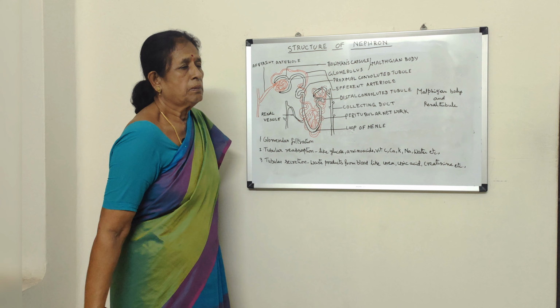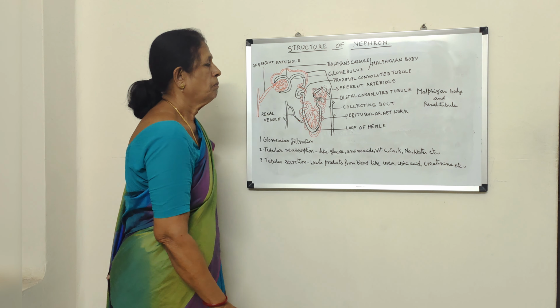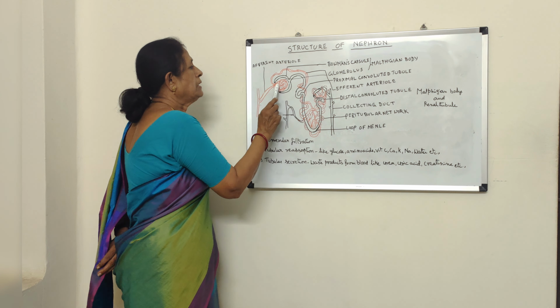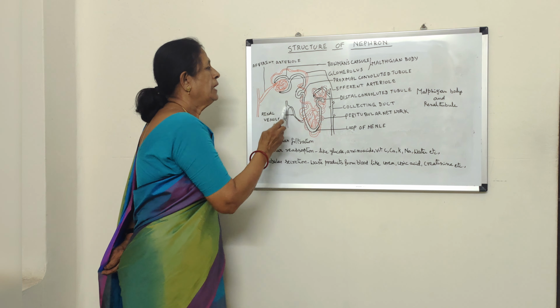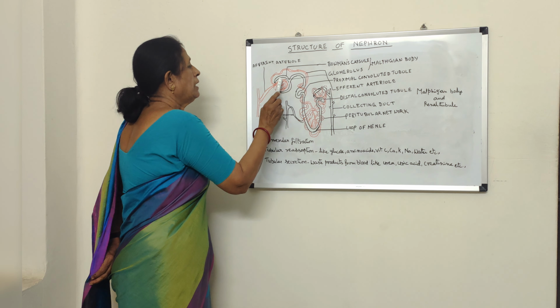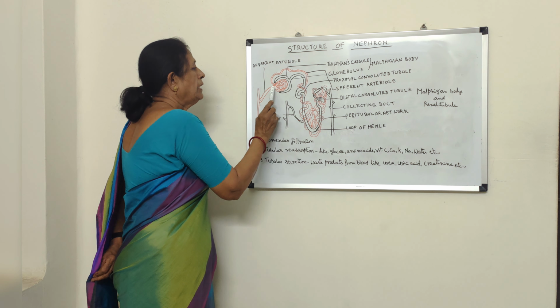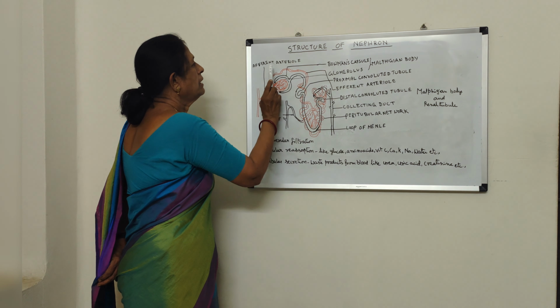Bowman's capsule and glomerulus put together are known as a Malpighian body. And here in the Bowman's capsule, the cells will filter the blood and the filtered blood is called primary urine. That we shall see later. And after the filtration, the blood vessel comes out, which is called efferent arteriole.